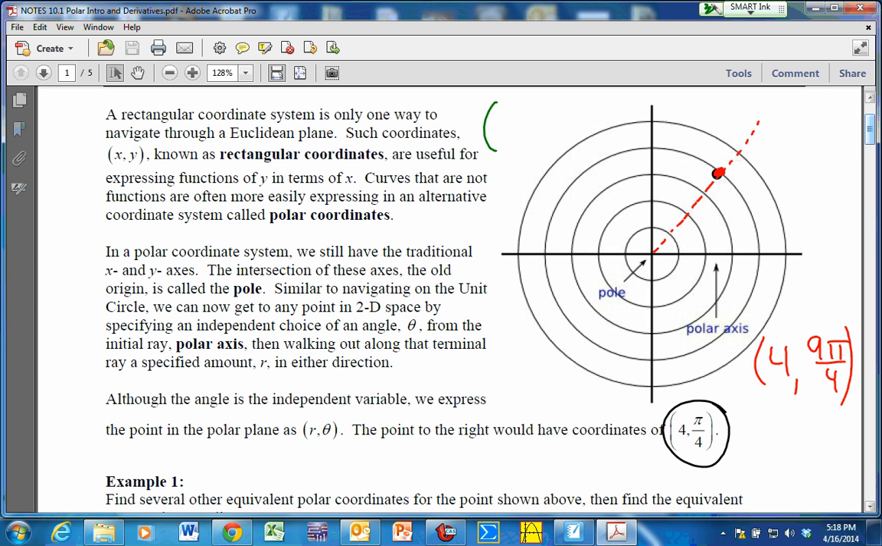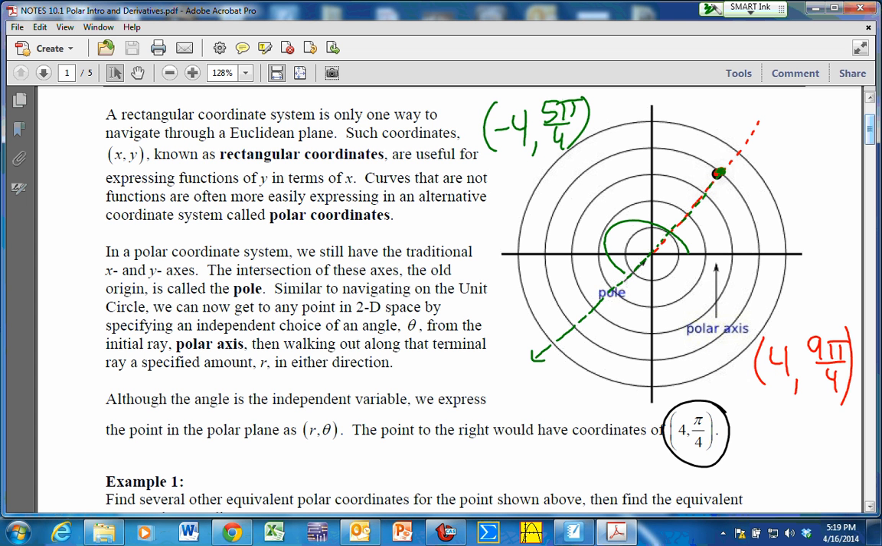And we can also do negative. If we wanted to do negative 4, we could do 5 pi over 4. 5 pi over 4 would be over here, so you would have this ray going through 5 pi over 4. And then negative 4 means to go back up the other direction, which is this way, and you end up right on that point again. So there's infinitely many ways for us to name these points, and that's just something you have to consider, and that's what makes it a little bit different when we have to find intersections and things.